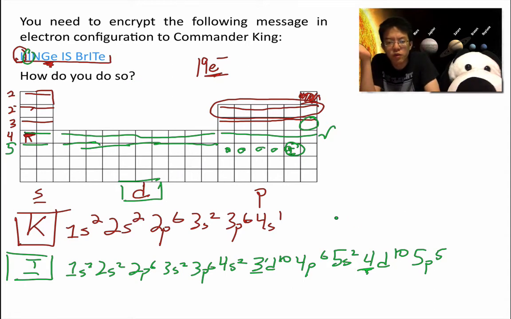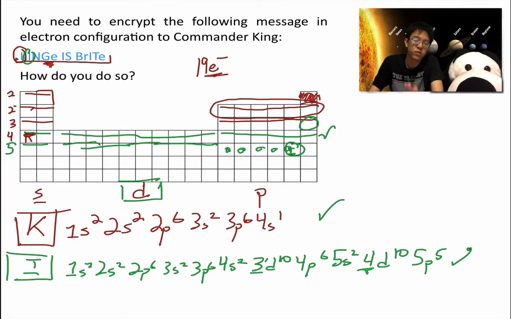All right, and so now I've written my electron configuration for K and I, and only chemists are going to be able to understand this message because we can interpret that.